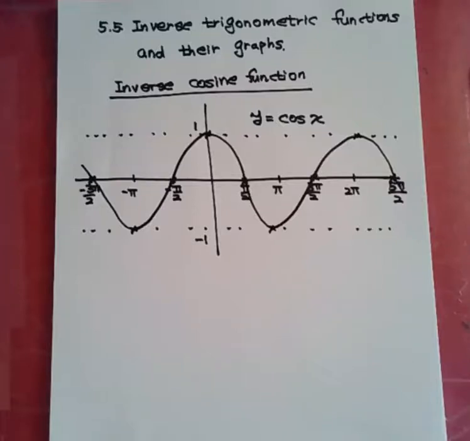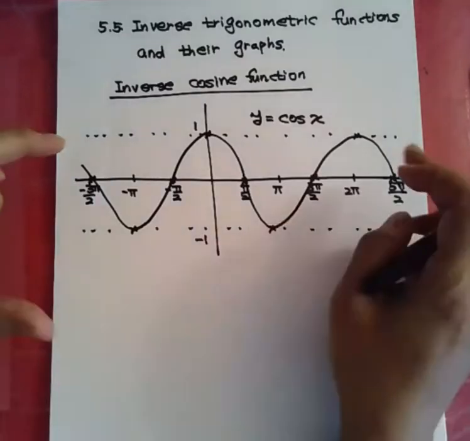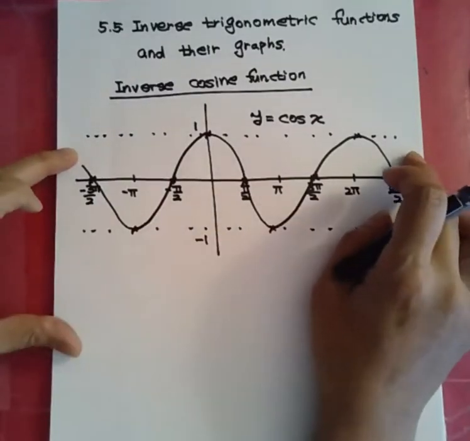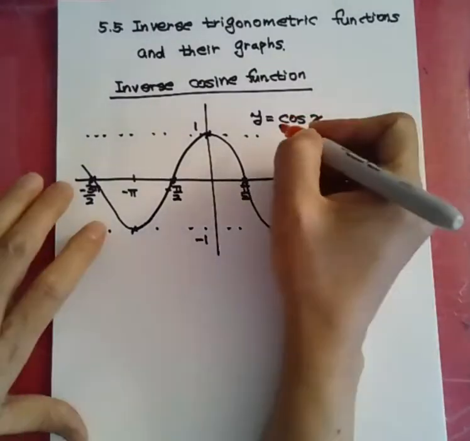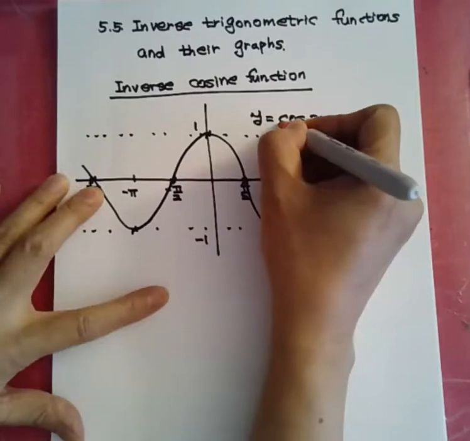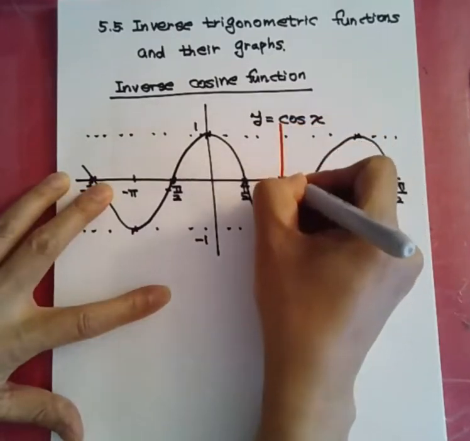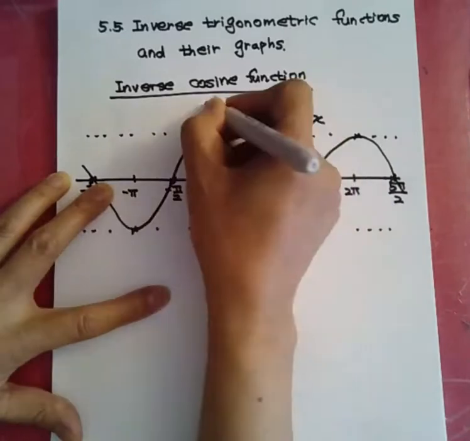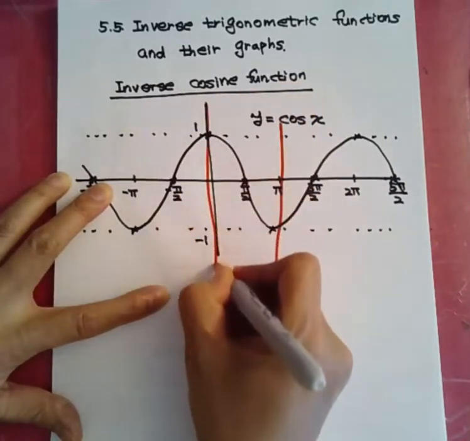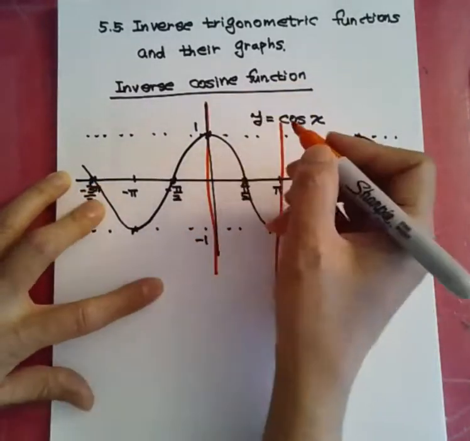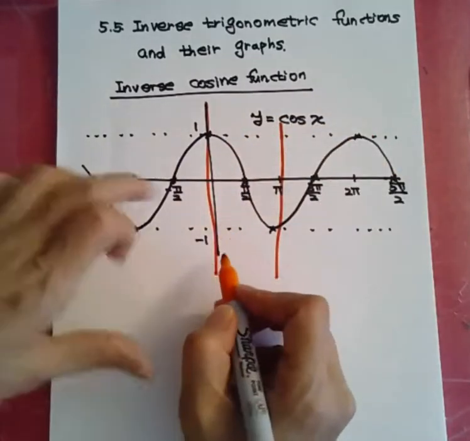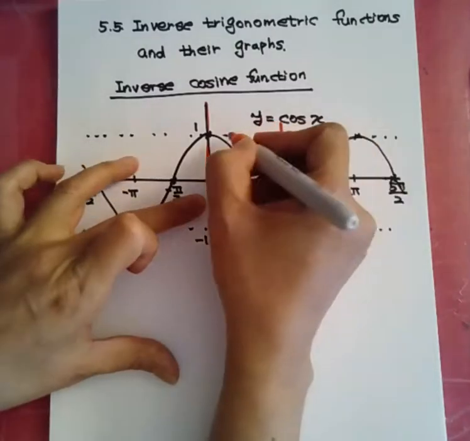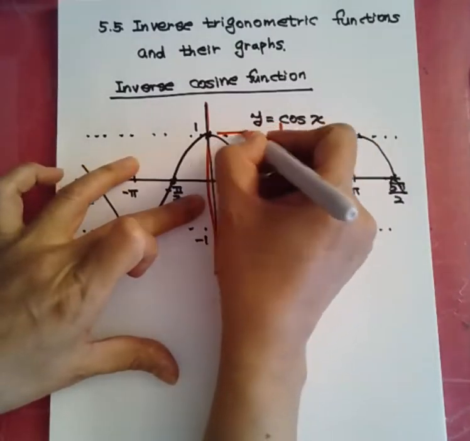In this lesson, we want to learn about the inverse cosine function. The cosine function is not a one-to-one function, but if we limit ourselves to the region where the cosine function is one-to-one, nearby the y-axis, then we can define an inverse function. The cosine function is one-to-one between 0 and pi.